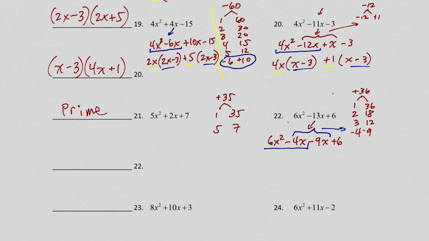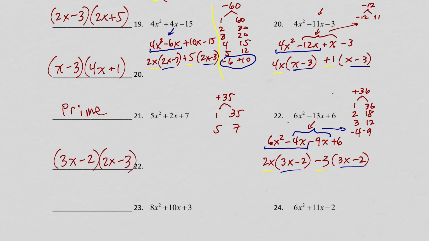So now I'll group those two together, and I'll take out a 2x. And that leaves behind a 3x minus 2. So I'll leave a big space, and I'll put 3x minus 2 down again. And then I'll think about what I have to put here so that I distribute to get back to those. And it looks like a negative 3. So my common factor between these two terms is 3x minus 2, and I'll pull that out. And that leaves behind this 2x minus 3. If you get confused, FOIL this and make sure you get back to the original.